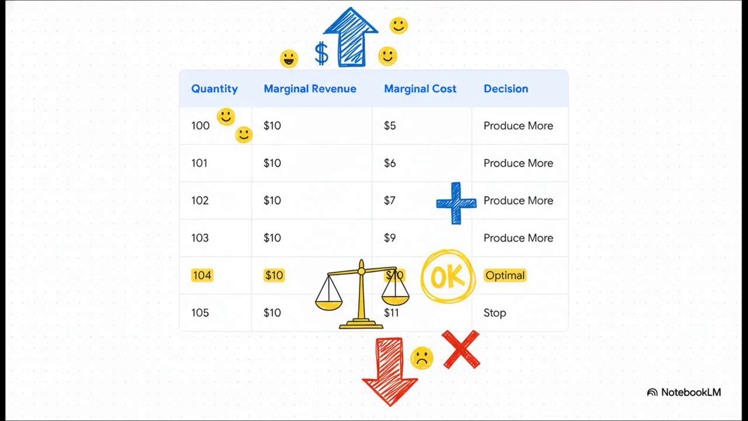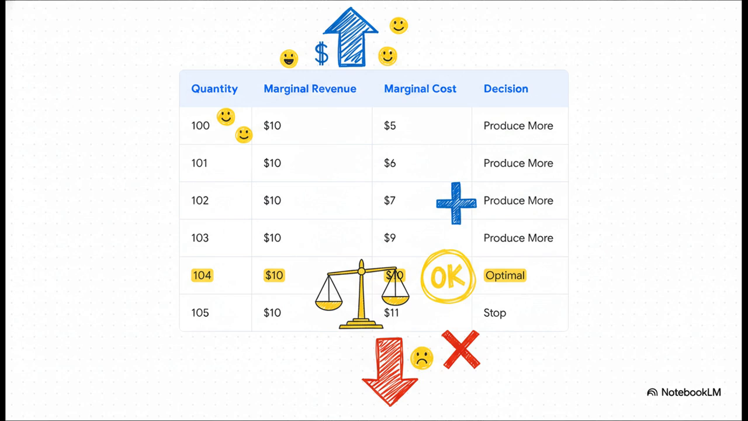Let's walk through this table line by line. Imagine we're at 100 units. The marginal revenue, the money we get from selling that 100th unit, is $10. The marginal cost to make it was only $5. So should we make the 101st one? Absolutely. We made a $5 profit on that last one. So we produce more. At 101, the cost is $6. We still make a $4 profit. We keep going. As long as MR is greater than MC, you are making a profit on that specific unit, so you continue.